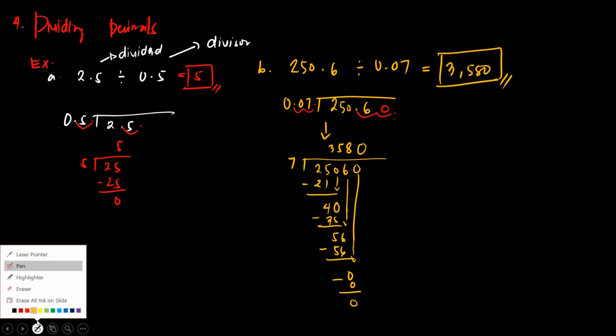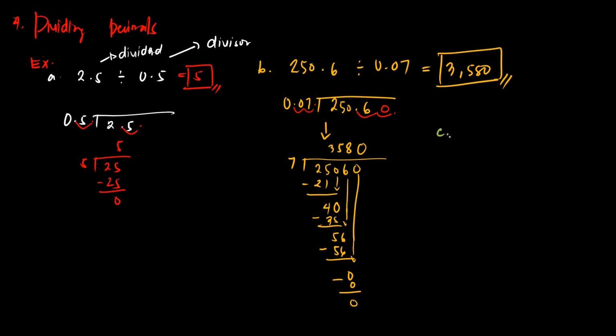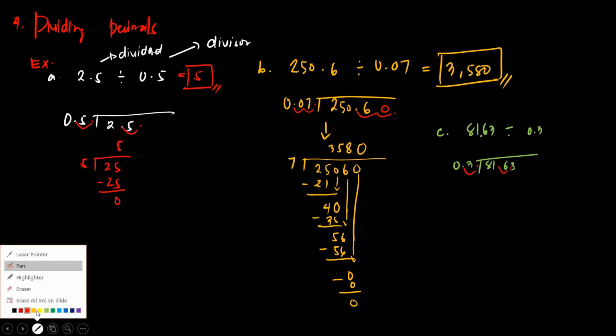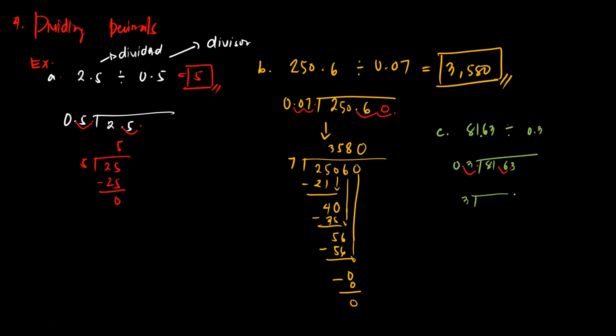Okay, let's have letter C. This time, we are going to divide 81.63 divided by 0.3. So, si divisor nasa labas, si dividend ay nasa loob. Ilan ang move ng decimal point? Magbe-base tayo kay divisor. So, divisor, isa lang yung kailangan natin para mag-whole number siya. So, isang movement sa divisor, isang movement din sa dividend. Okay, so let me rewrite it. You will have 3 divided by 816.3. So, may decimal point dyan, class. Talagang din ang decimal point sa quotient.